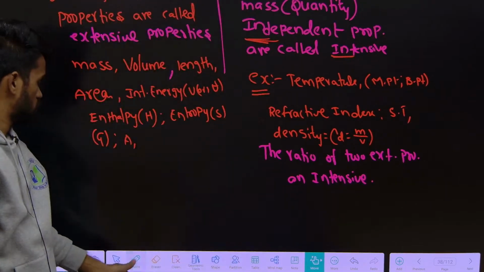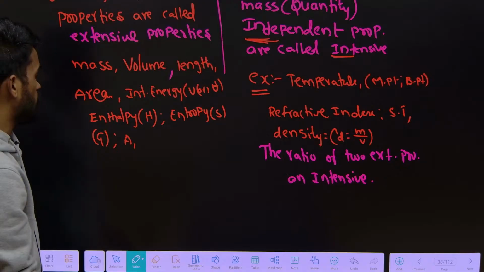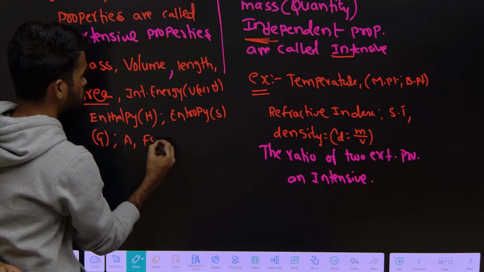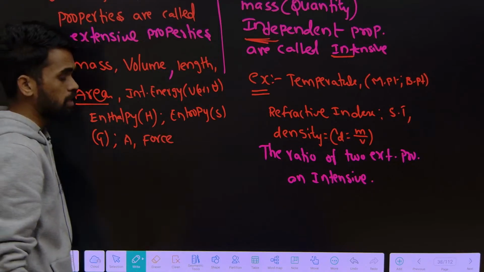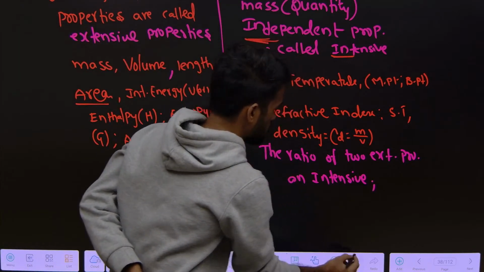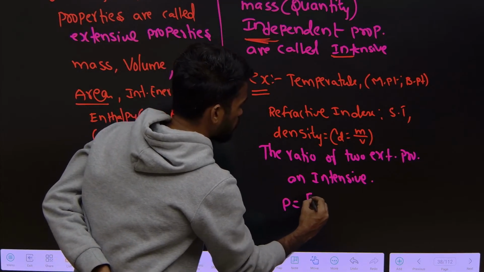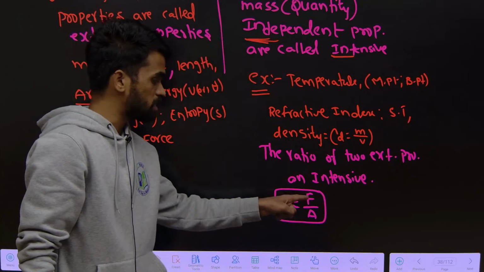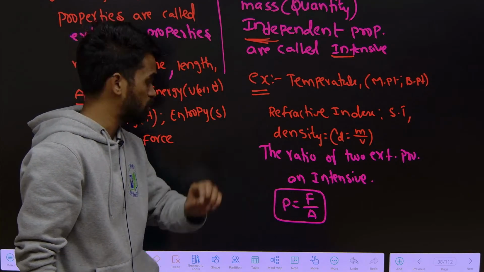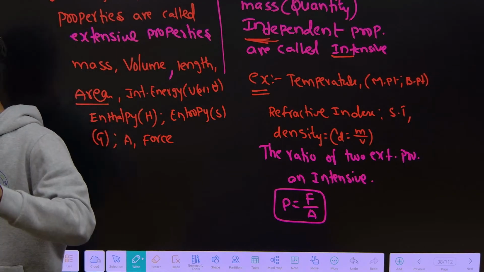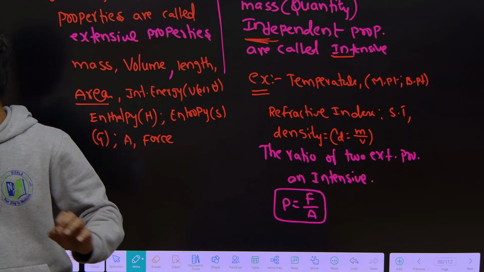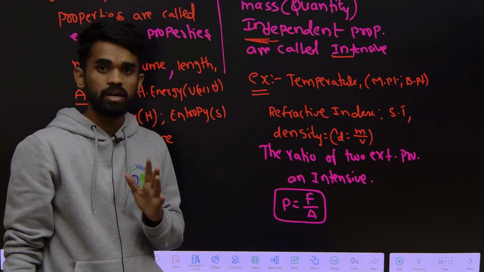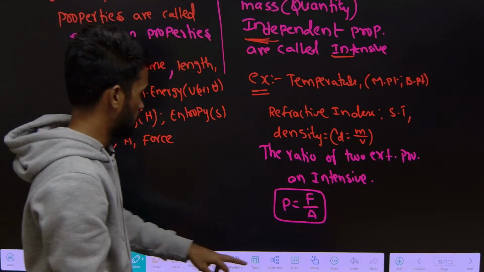Okay. And next, area is an extensive property here. Force is also an extensive property. So now pressure will be intensive. Why will pressure be intensive? Pressure is force per unit area, F by A. Both of them are extensive, so the ratio will be intensive. Pressure is an intensive property, you can remember. Hope the concept is clear, what we mean by extensive and intensive properties. Based on this, you can answer any questions in the exam also.